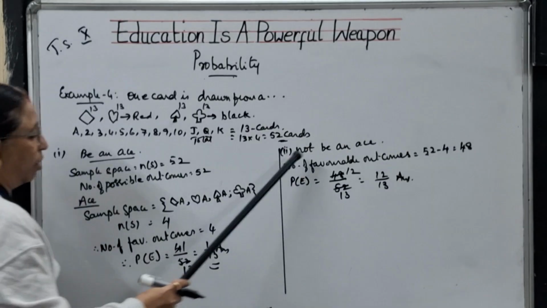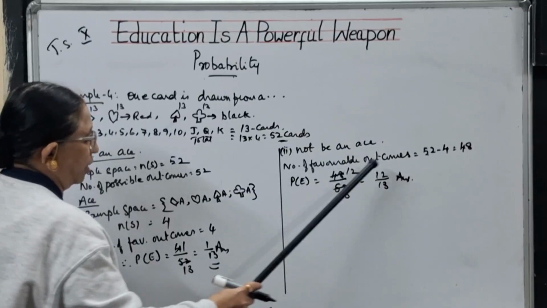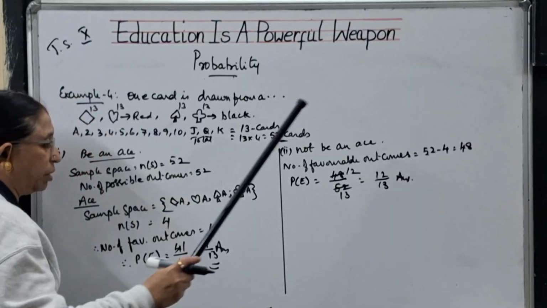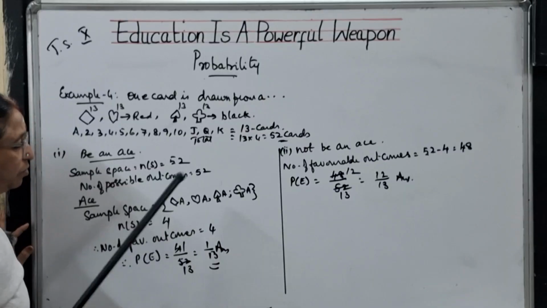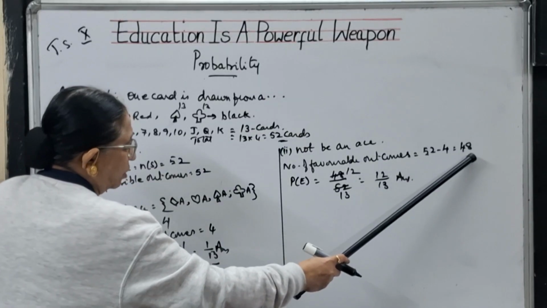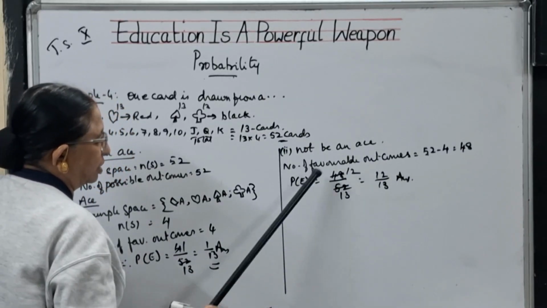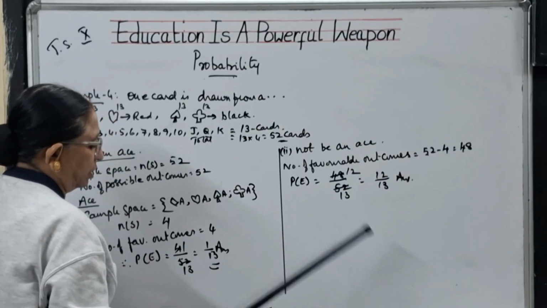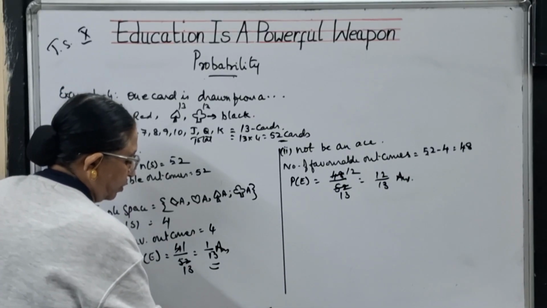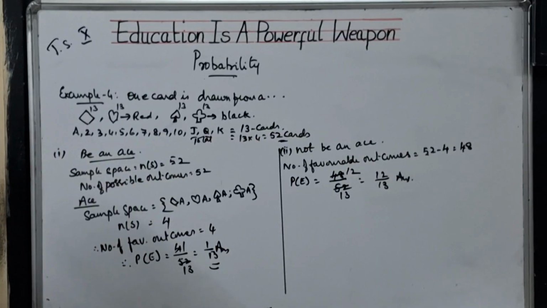Now the second one, not being an ace, means the favorable outcomes will be the total cards with the 4 cards which are aces removed. Already we have taken that. So that is 48. This is nothing but the favorable outcomes. So the probability of the event is 48 by 52, that is 12 by 13, is the answer, children. This is example 4.